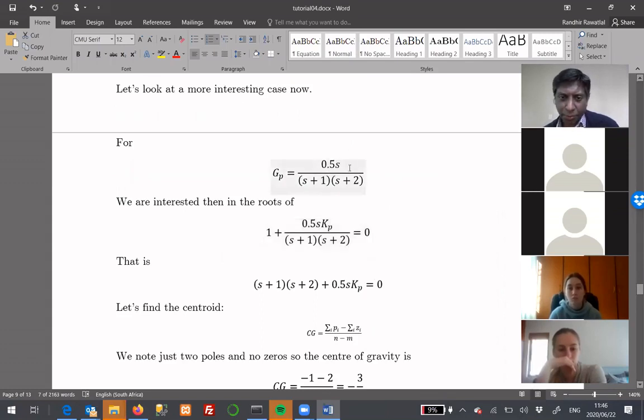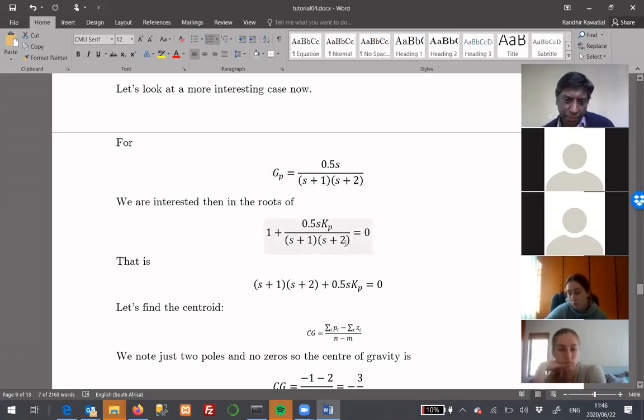So if we have 0.5 s over s plus 1 and s plus 2, then clearly we want the roots of this equation. And maybe we didn't spend enough time emphasizing this. We always take 1 plus GP times GC. In our case, GC is KP, right? For a proportional controller, GC is just equal to KP. So we multiply KP here, and then multiply by GP. So it's that, and then 1 plus that equals 0. We want to know about the roots of that.